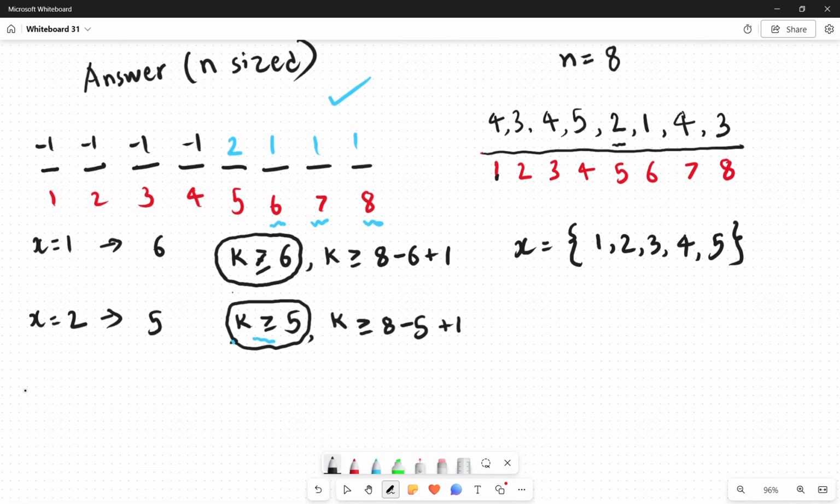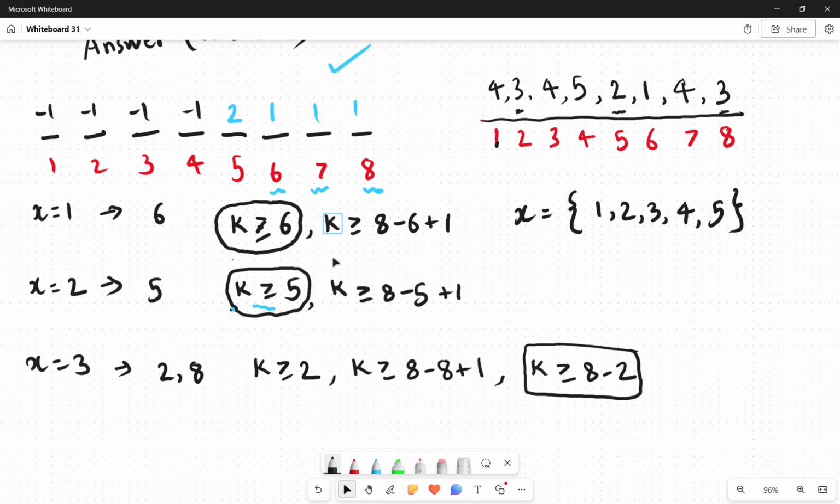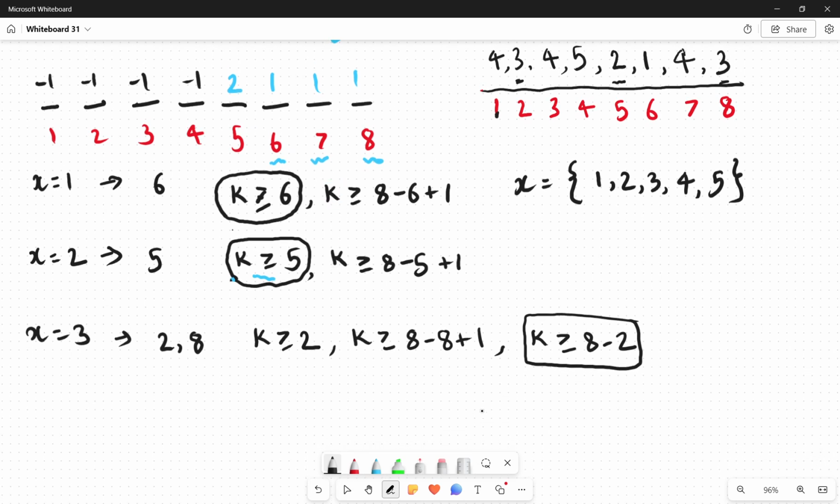And for x equal to 3, it occurs at 2 and 8, right? So for here k should be greater than or equal to 2, k should be greater than or equal to 8 minus 8 plus 1, and k should be greater than or equal to 8 minus 2. So basically this is the intersection, right? So k is greater than or equal to 6. So again, our values are already filled, so we are not going to fill x equal to 3 in any of the values. What about x equal to 4?